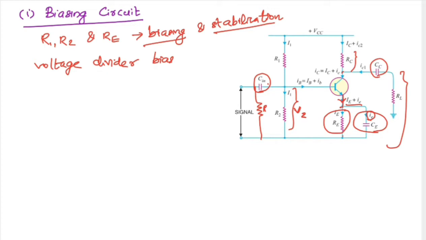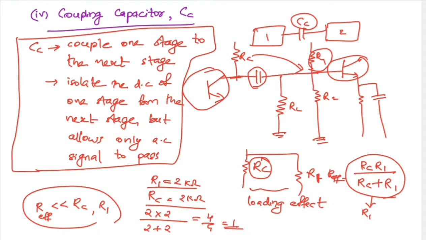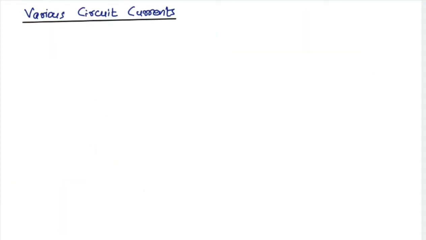So first one is the base current, small i capital B. We are already familiar with these symbols. Small i capital B represents total base current, capital I capital B represents the DC base current, and small i small b represents the AC base current. Similarly for other cases. So we are going to discuss the circuit currents. First one is the base current.